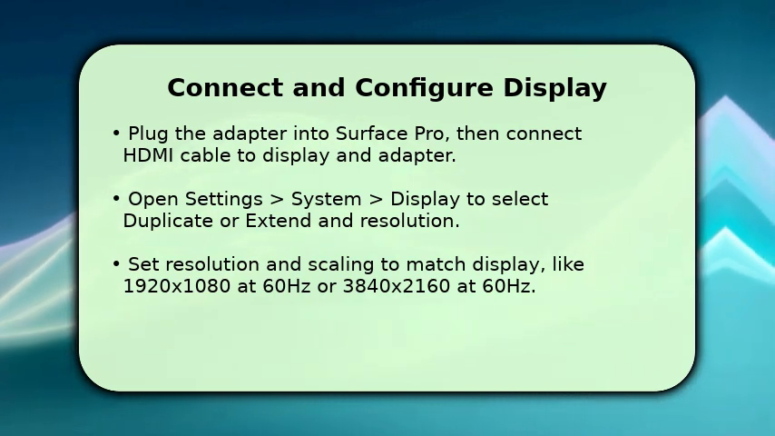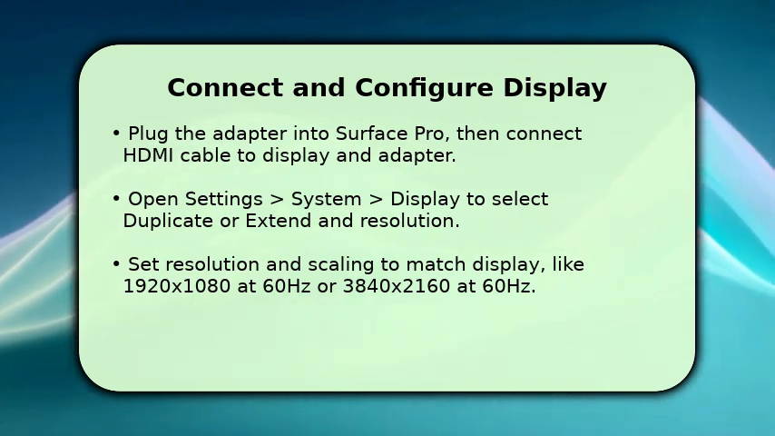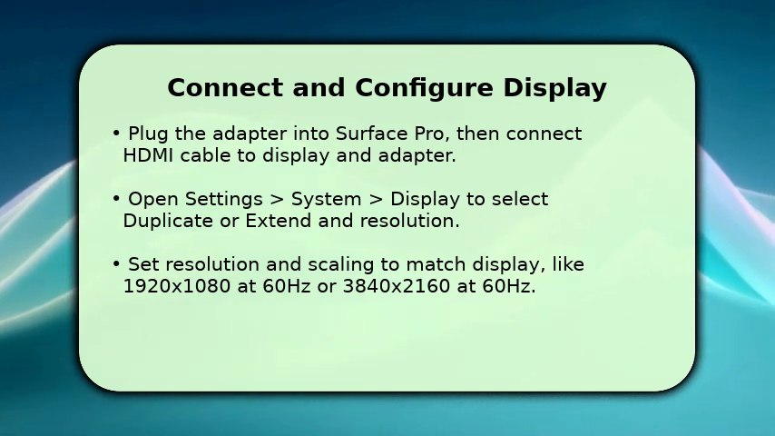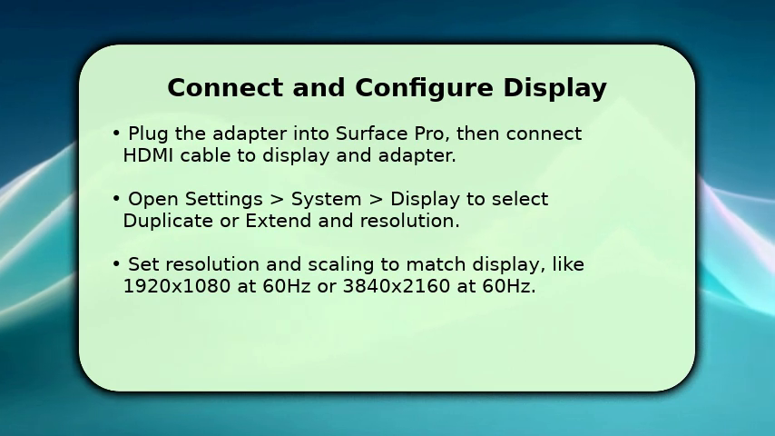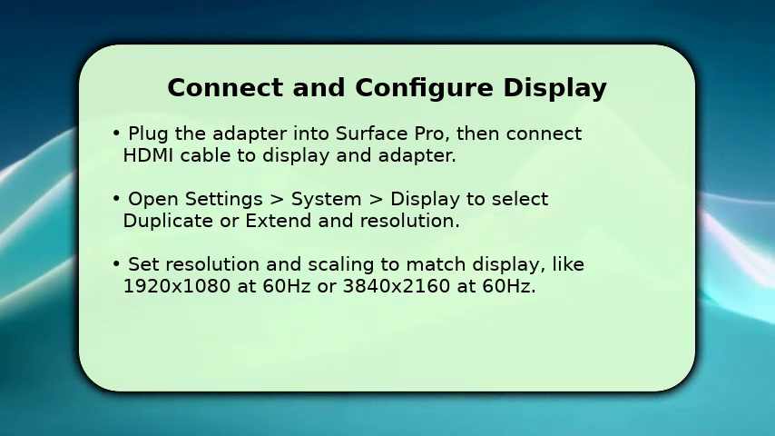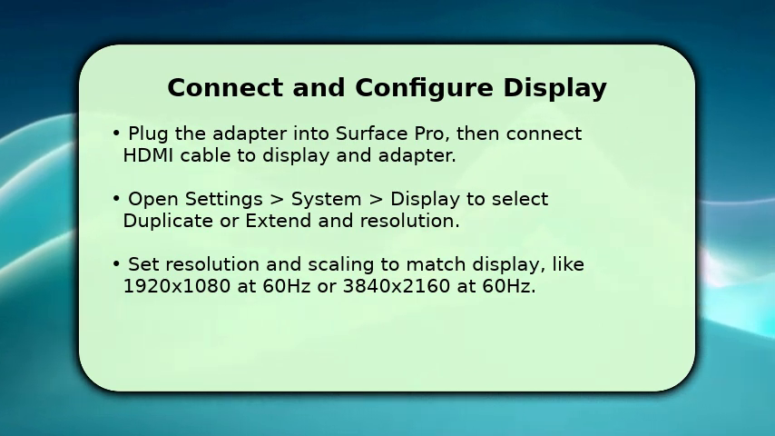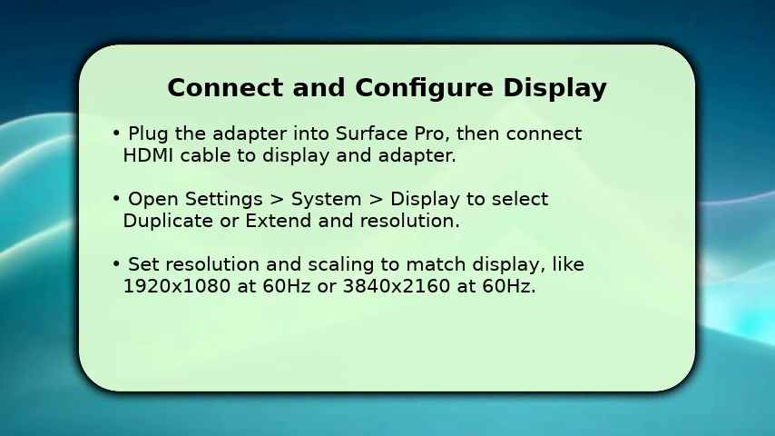Choose Duplicate or Extend depending on your workflow needs. Select the display and set resolution and refresh rate. For example, 1920 x 1080 at 60 Hz or 3840 x 2160 at 60 Hz were supported. Finally, adjust.